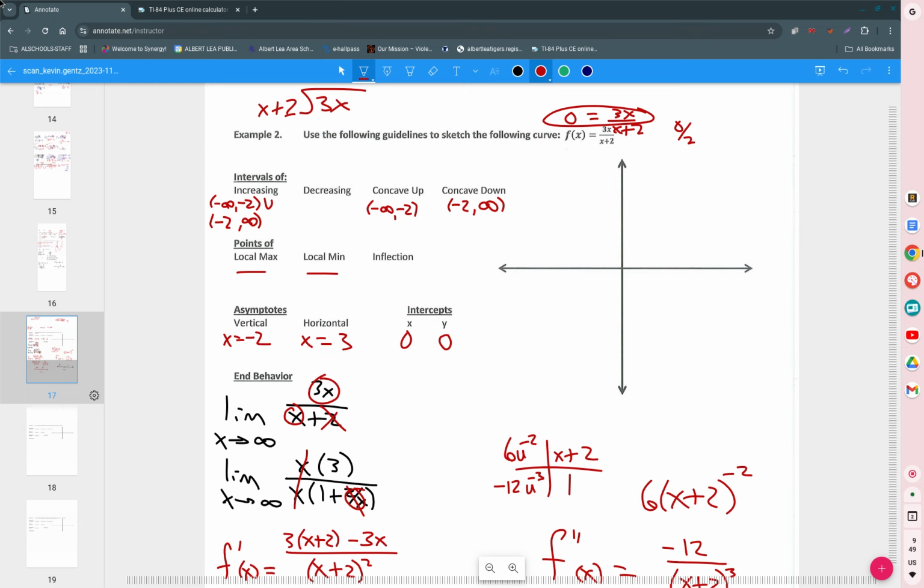Inflection is where the second derivative changes sign. Does the second derivative change sign? Yes, at negative 2. Is negative 2 part of the domain? No. So there's no point of inflection. Remember, this function was always increasing. It was never decreasing.